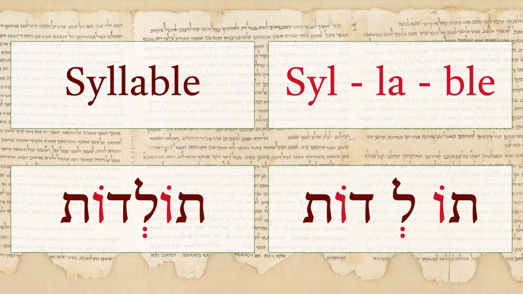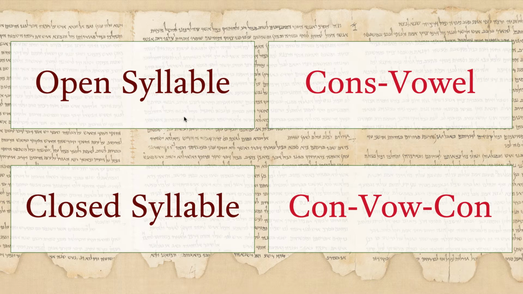If you take the English word syllable, there are 3 syllables in the word syllable. That's splitting out the sounds that we utter. If you take the word toledot, we have to, le, dot. So 3 syllables again in toledot. There are 2 types of syllables, open syllable and closed syllable.